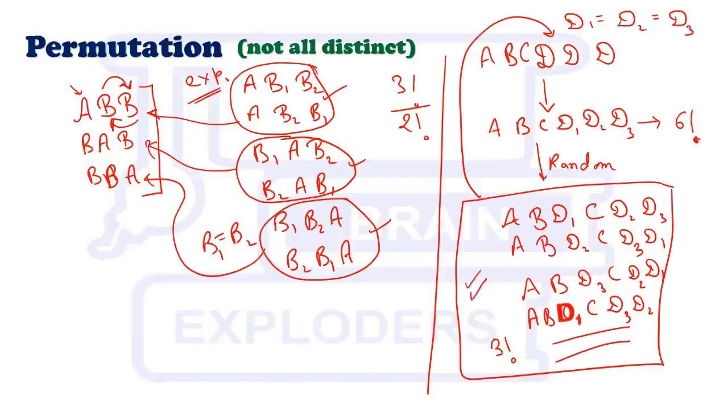And since this was a random selection, all permutations here will exist in groups of 3 factorial, and each group of 3 factorial permutations will be treated as 1 in this case. So we will have to divide 6 factorial by 3 factorial to find the number of permutations.